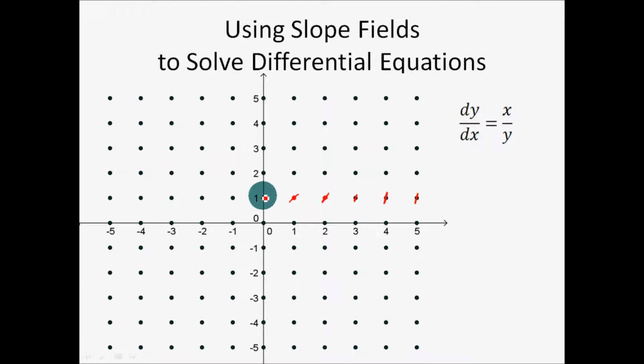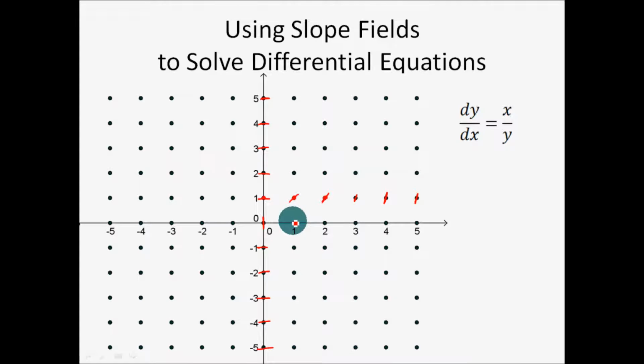Let's look at this point right here. It's x over y. 0 over 1 is 0, 0 over 2 is 0, 0 over 3, 0 over 4, 0 over 5. What about 0 over 0? Not 0, right? Undefined, and undefined is vertical slope. Then going the other way, 0 over negative 1, 0 over negative 2, 0 over negative 3, 0 over negative 4, 0 over negative 5. All those slopes are 0.